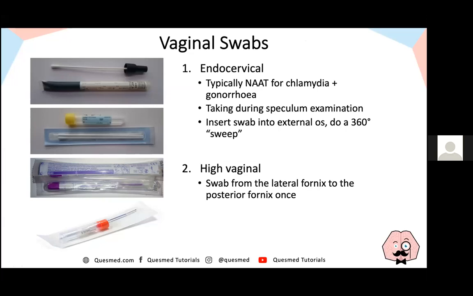You then have the charcoal swab, and that is a general culture swab. So that's for things like bacterial vaginosis, things like candida, and if you wanted to culture anything, so you wanted to actually grow any of these bugs. And that's normally taken from just a high vaginal swab.